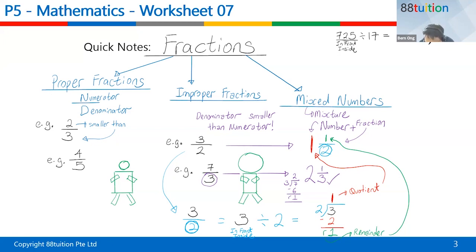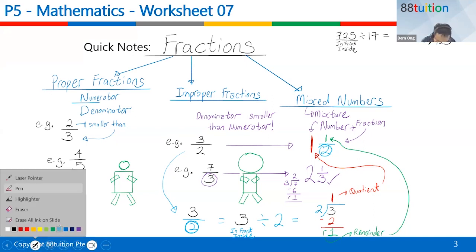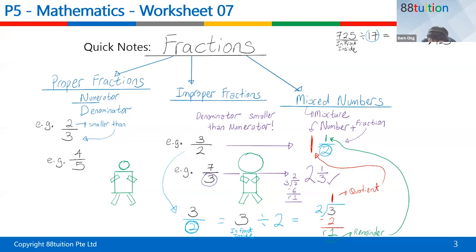Alright, so your 725 is here. And your 17 is here. Again, this is a random number, children. It's a random number. So down here, you need some what? You need some 17 timetable. The help of 17 timetable.